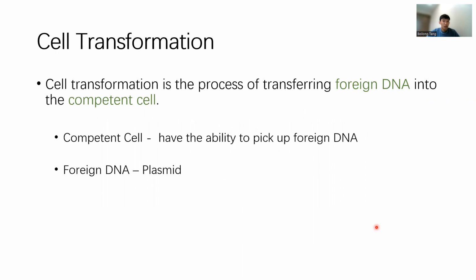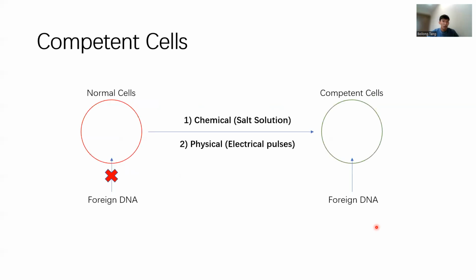So cell transformation is the process of transferring foreign DNA into competent cells. The competent cells are the cells that have the ability to pick up foreign DNA from the surrounding environment. The foreign DNA usually refers to the plasmid. We need to activate the normal cells into competent cells through some chemical or physical process, like putting the cells into salt solutions or deploying electrical pulses on the cells.